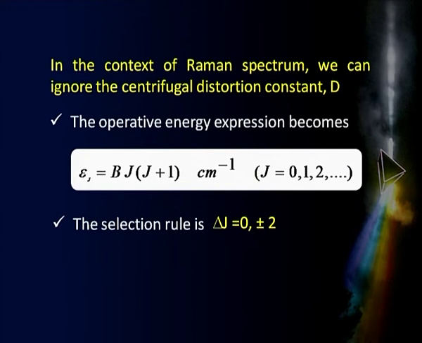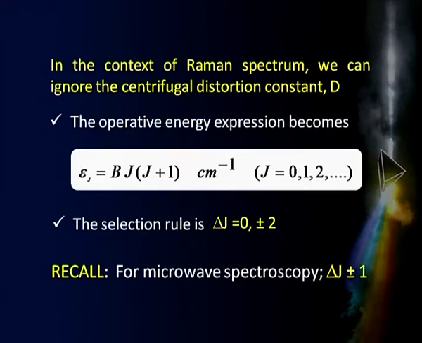And the selection rule now in the context of Raman spectrum is delta J is equal to 0 or plus minus 2. That means either there is no change in the rotational energy level or it can change by 2 units, either it gets excited or gets relaxed by 2 units over there. Now, you should contrast this with what we had in case of microwave spectroscopy. When we talked about a rotational spectrum, we know that in that case our delta J happened to be plus minus 1, that is the rotational energy level could change only by 1 unit, whereas in case of Raman spectrum we have it changing by 2 units. It is a very significant observation here.